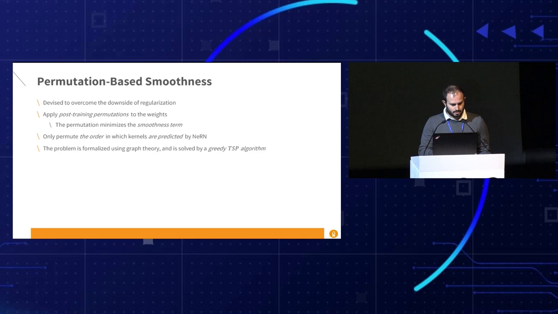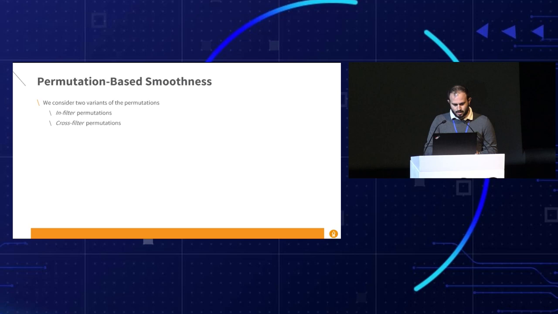And here we apply post-training permutations to the weights. This means that the permutation itself will try and minimize the smoothness term in some way. A key trick here is that we do not permute the weights in the original network itself, but only the order in which the kernels are predicted by NeRN. We formalize this problem using graph theory, but I won't go into the details due to time constraints, but feel free to check out the paper for extended details.